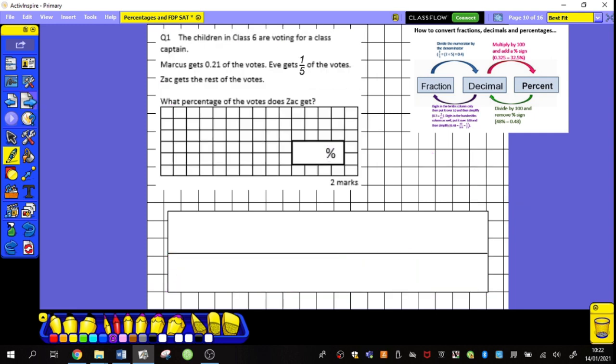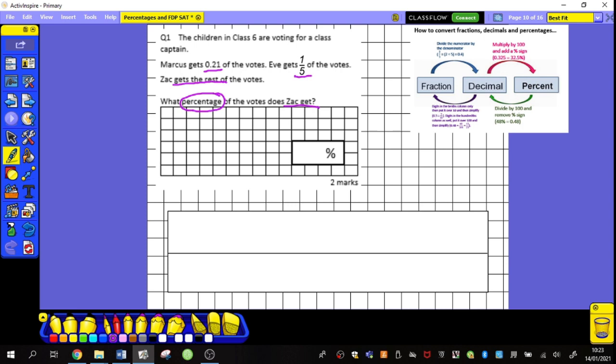Okay, let's have a look at another one slightly differently. The children in class 6 are voting for a class captain. Nothing in there is very important to me at the moment. Marcus gets 0.21 of the votes. Eve gets 1/5 of the votes. And Zach gets the rest. What percentage of the votes did Zach get? So here in my question I've got a decimal, I've got a fraction, but my answer is going to be a percentage. So I might have to convert between all of them in this time.